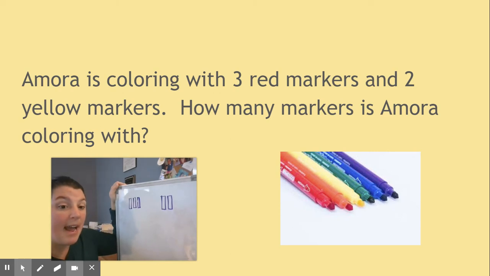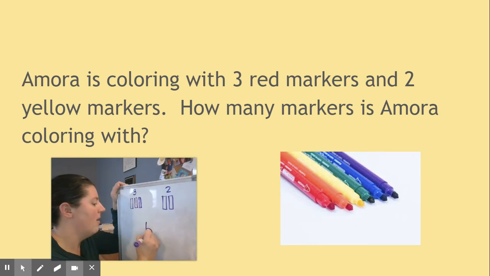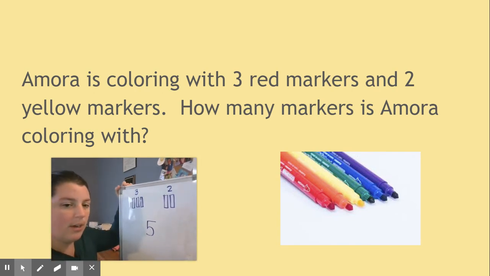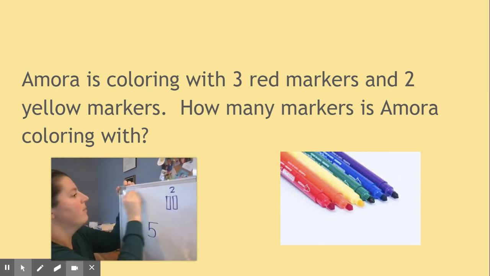I might even be able to add some numbers to help explain my thinking. Let me tell you, these were the 3 red markers. I'm going to put a 3 up here. And these were the 2 yellow markers, so I'm going to put a 2 there. Now, the question was, how many markers is Amora coloring with? Remember, I counted all the markers, and that told me there were 5 markers that she was coloring with. If you were working along with me, I want you to erase your board, and we're going to try another problem.